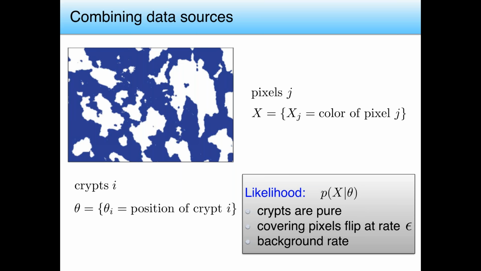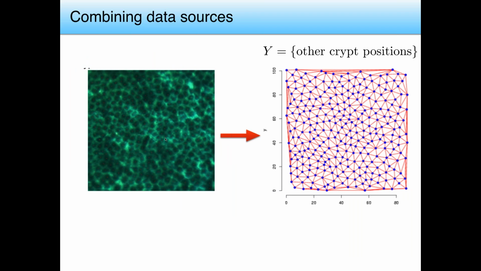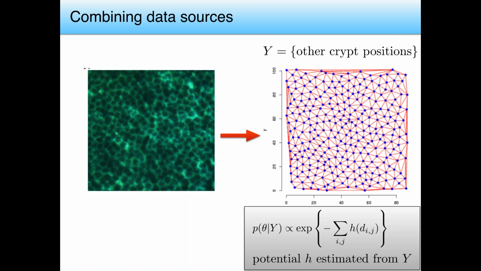Now, we also have a second data source, I was saying, about the positions of crypts, not in the data that we're interested in, the blue-white image, but in another source. We can triangulate that image and look at those points. They're not scattered uniformly randomly around. In fact, they have quite a bit of spatial structure that we can express with a kind of spatial model on positions, where we use the actual interpoint distances to get an estimate of this potential function for the joint distribution of spatial positions. So we try to put that together.